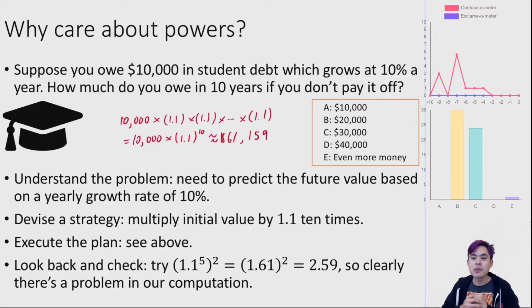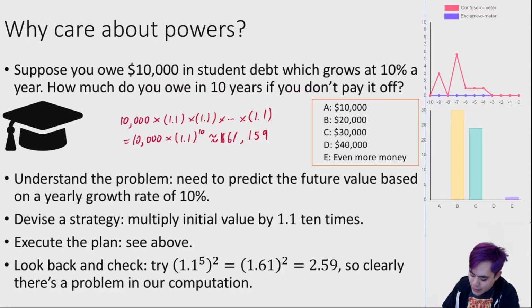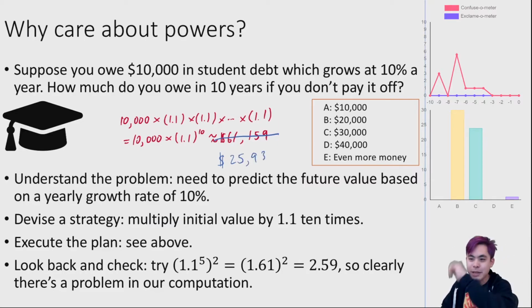In this case, well, you know that 1.1 to the 10th power is equal to 1.1 to the 5th power squared. And when you type those numbers into the calculator, 1.61 squared, that's equal to 2.59. So clearly there was a problem in their calculation. So when you, let me go back. And so when you actually plug this into a calculator, what you end up getting is 25,937.